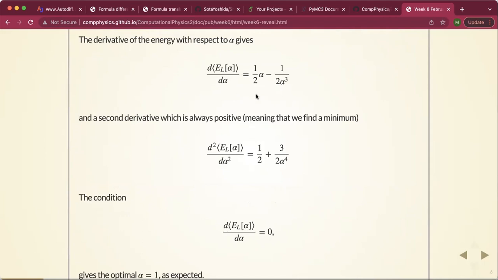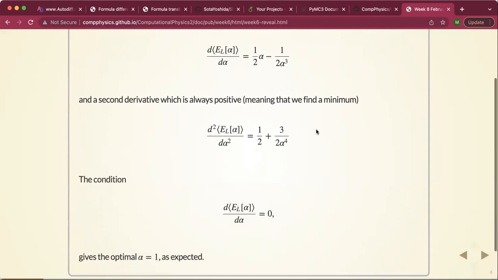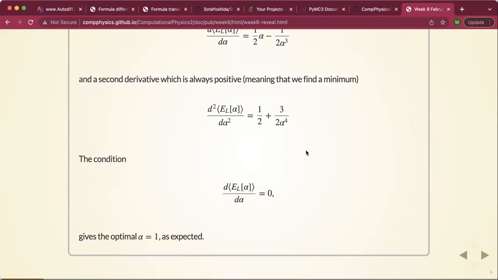If you compare your numerically calculated derivative with the analytical formula, you should get what we see here. And you have a second derivative, which is always positive, since alpha is a positive parameter and we have alpha to the power of 4, which means that this is a convex function. So we have a minimum, and in this particular case, a global minimum at alpha equal to 1, as you have seen when you have been running these calculations.